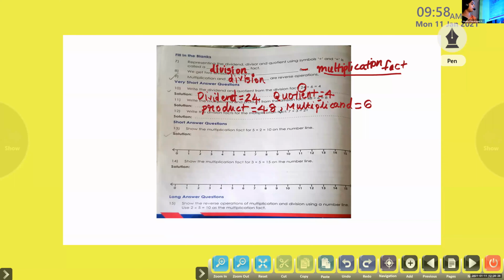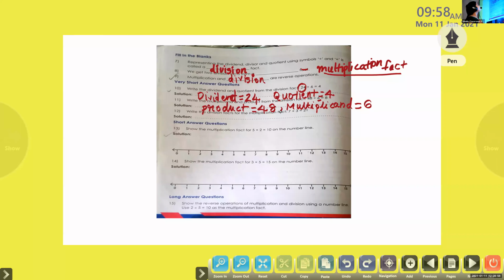Now, next question to Adira. Please read the next question. Azad, are you writing? Yes, ma'am. Yes, Adira. Continue. Question number 2. Write division facts for the multiplication fact 7 3s are 21. We have to write the 2 division facts. Which are the division facts from that?